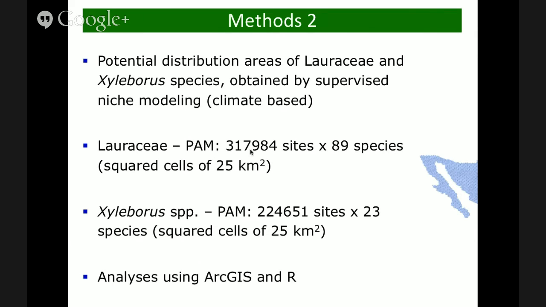Again, I'm now using niche models to predict the potential distribution of both the Lauraceae species and Xyloborus species, using what we call supervised niche modeling, which basically takes care of sampling biases, spatially and environmentally. We are building what we call the M in the BAM diagram.